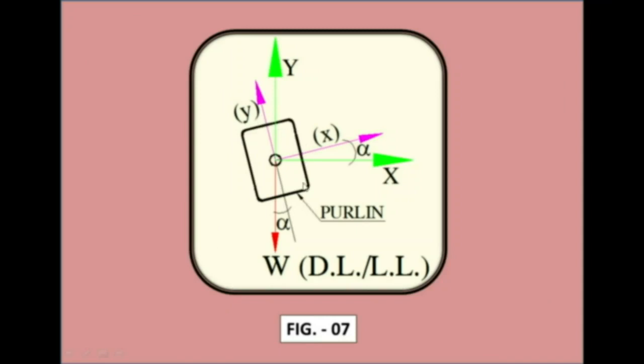This is a square hollow section purlin. This small y is the y-axis of the purlin, and small x is the x-axis of the purlin. Capital Y is the global y-axis, and capital X is the global x-axis. This is alpha, this is alpha.